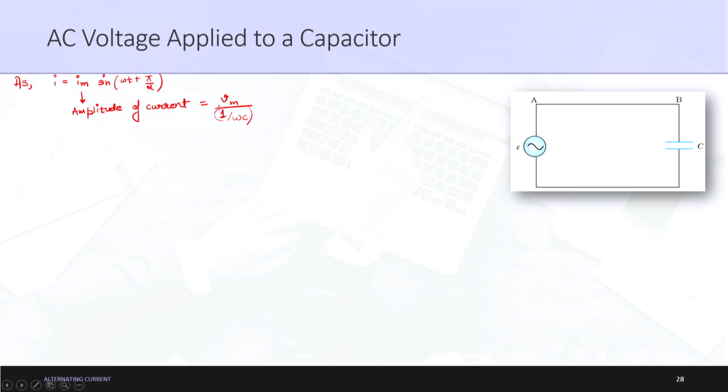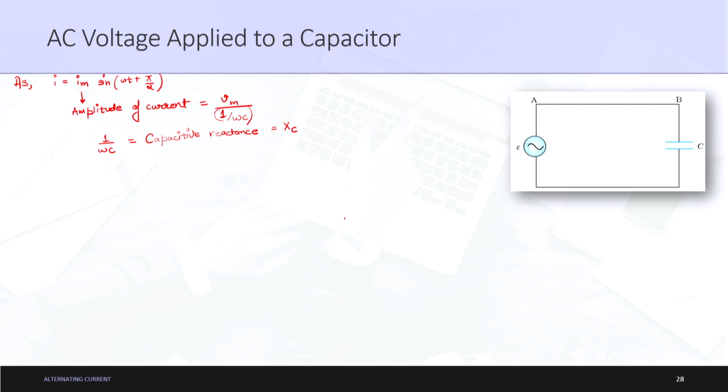So, in the case of inductor we got this value as equal to omega L, in the case of capacitor we are getting this value as 1 upon omega c. Similar concepts again, this 1 upon omega c is nothing but analogous to reactance, and that is why 1 upon omega c is basically called capacitive reactance, and it is denoted by X c.